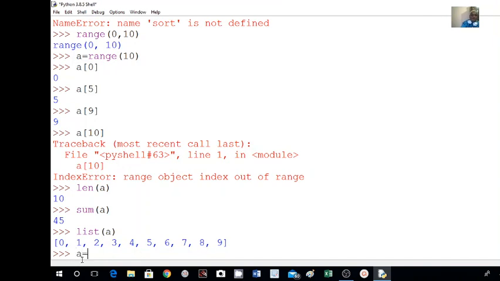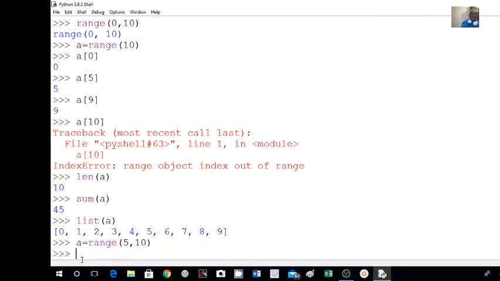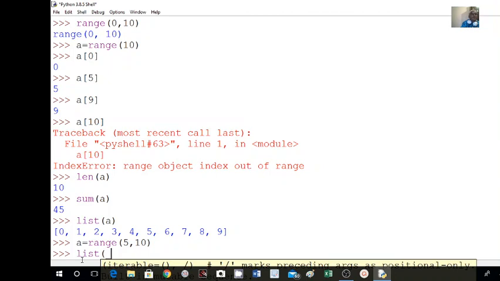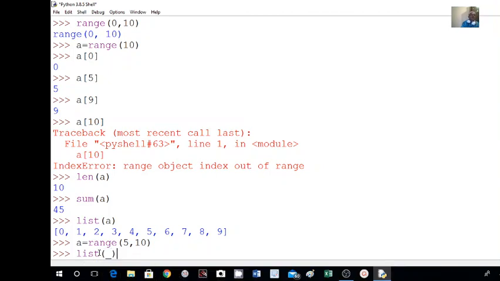Again I will write A is equal to range, and within the brackets I will write 5, 10. So this starts with 5 but goes up to 9, excluding the last term. Now I will write list of A. Or, if it is just above, I can give underscore here. Underscore means it will take the variable just above. Enter.